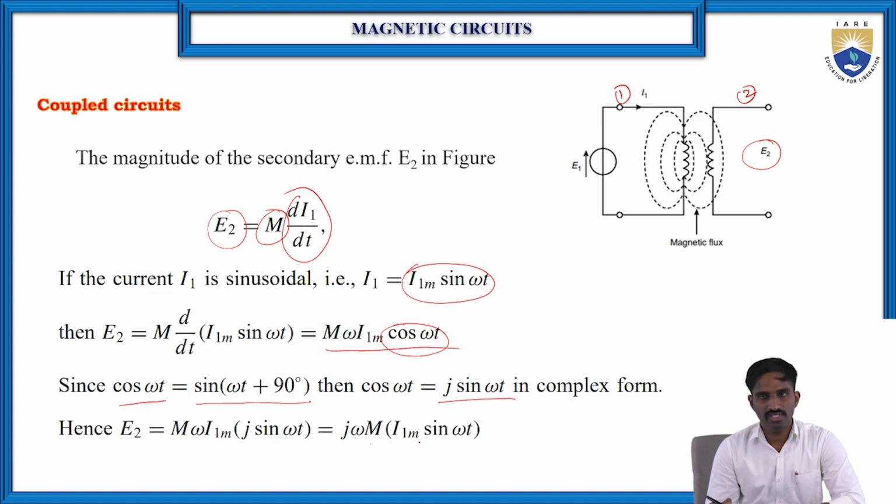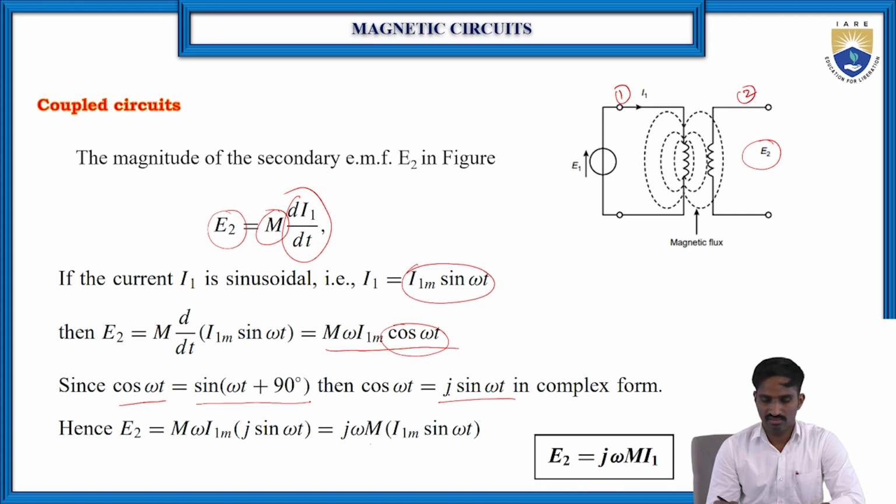But one more thing that we need to remember here, then finally we can write this one as... because here I1 is equal to, we know already, so wherever this I1M sin omega t is there, you just replace this with this I1, then this equation will become finally E2 is equal to j omega M into I1. So this is the final equation for the EMF induced across the secondary winding of the coupled circuits.